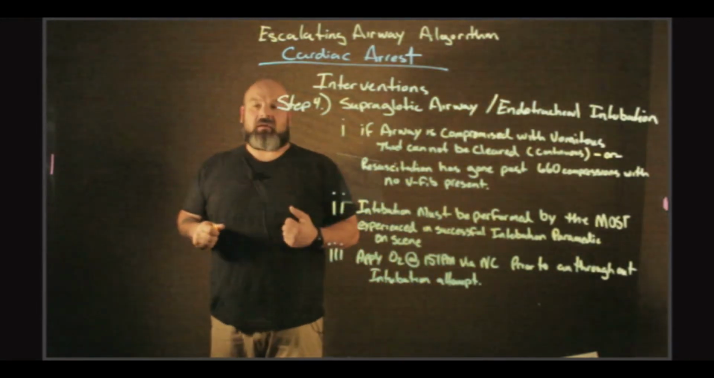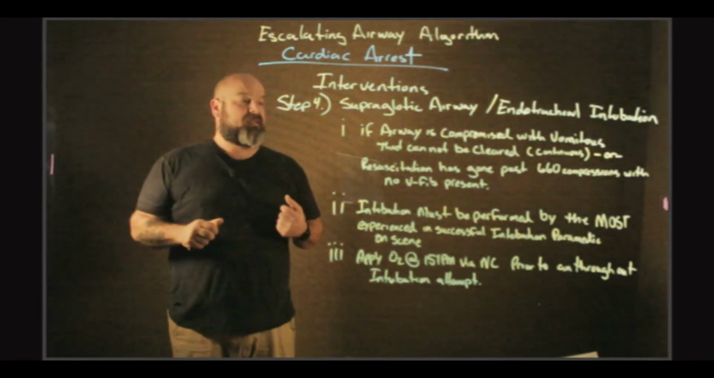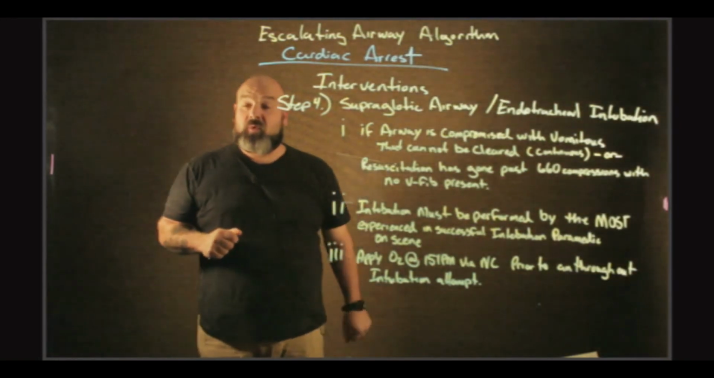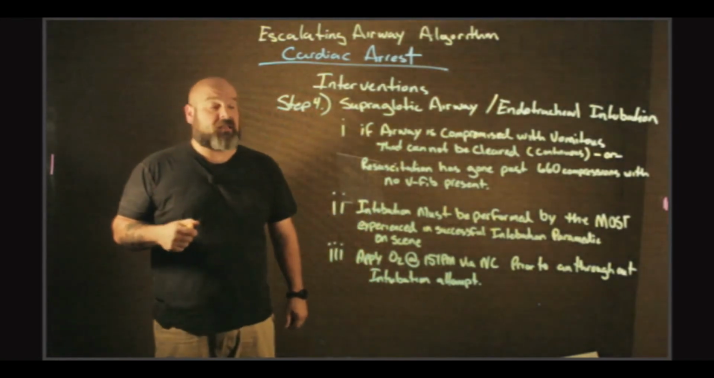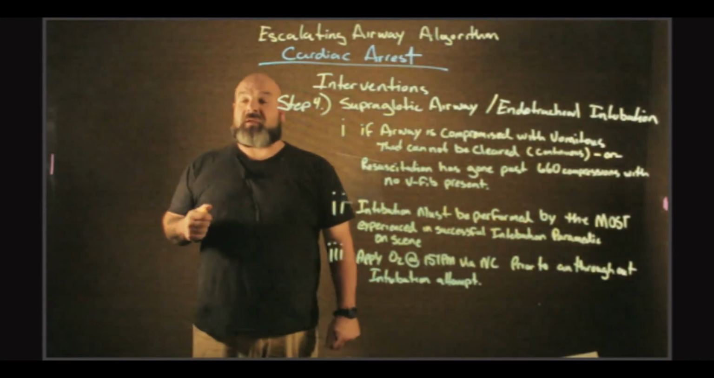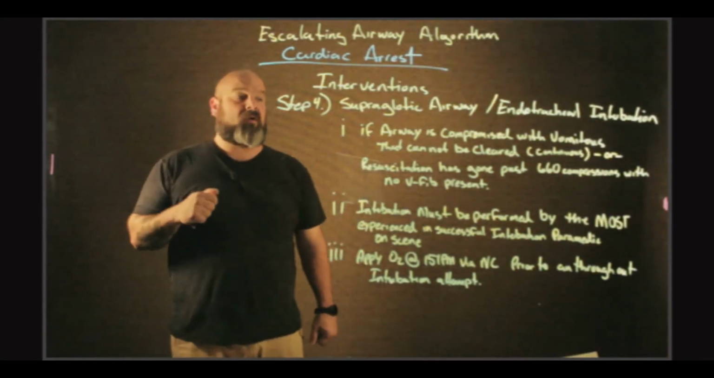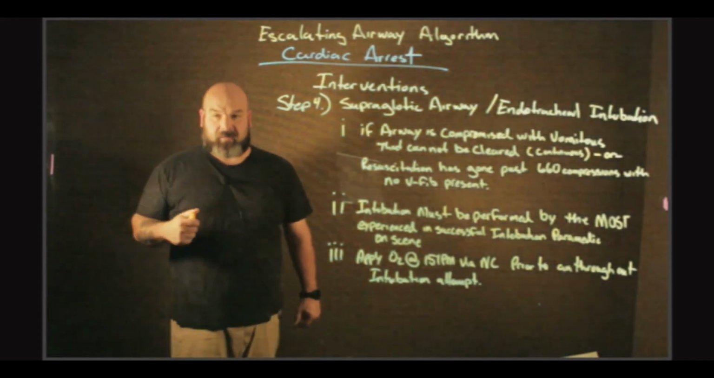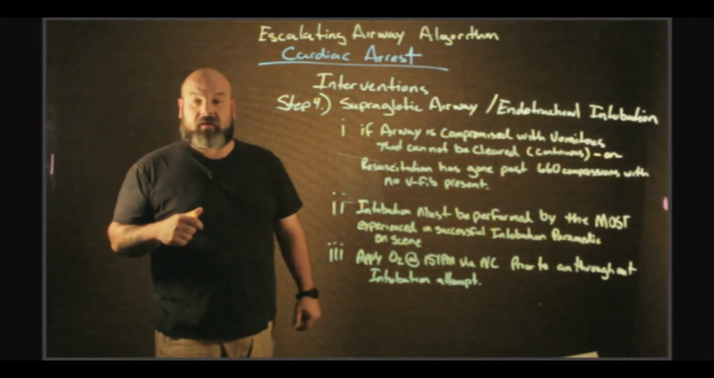If the ET tube displaces and is removed, it is no longer effective, then we will replace that with a supraglottic airway. This is a quicker airway to resecure than to take the time and reset up to place an endotracheal tube.